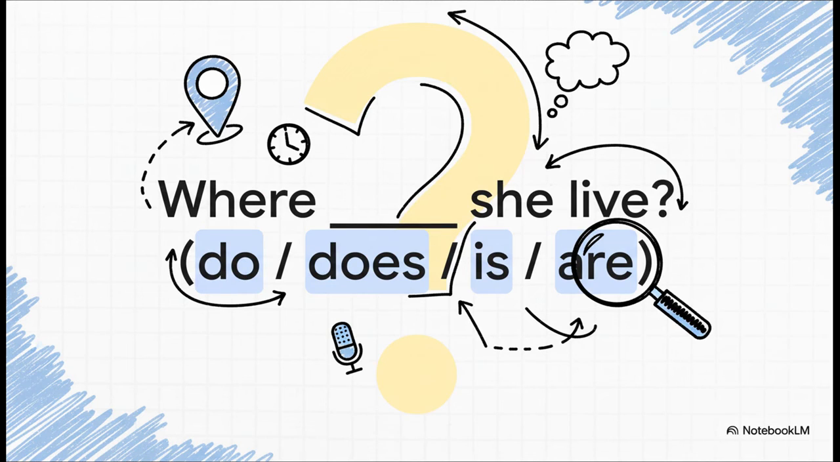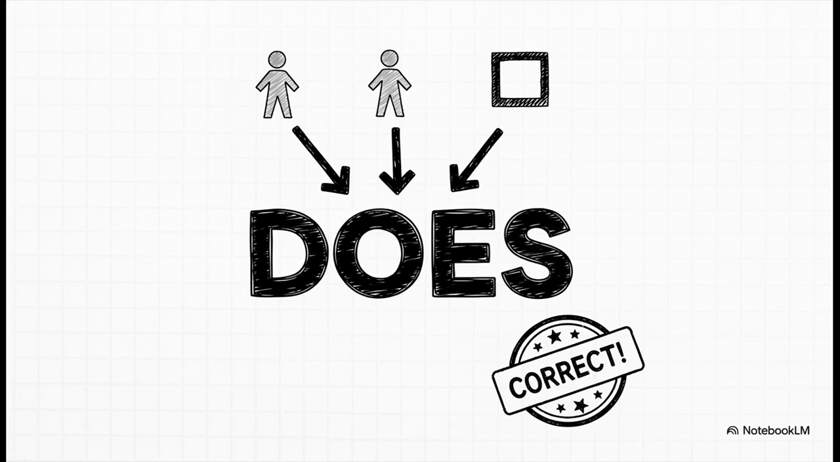All right, next up. Where does she live? Okay, so our main verb is live. That's an action. And our subject is she. So which helper word are we going to use here? And the answer is does. That's right. Where does she live? Remember that rule we talked about? For he, she, or it, you always use does. You're getting the hang of this.